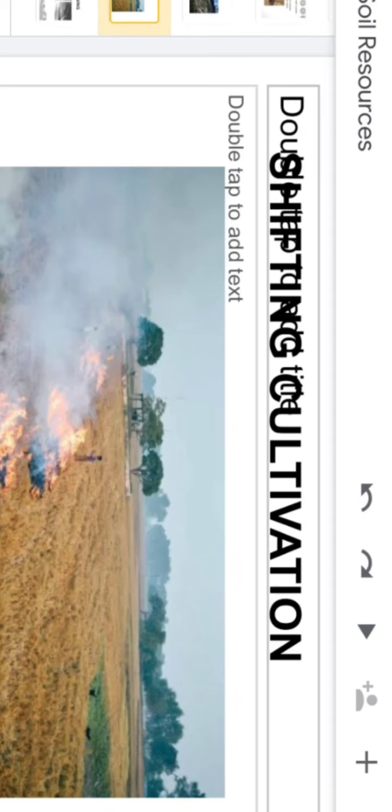Now shifting cultivation. Now shifting cultivation was also called slash and burn cultivation. Now this was mostly done by the tribal people of the northeast India. Now in this shifting cultivation, what was done was that every time the tribals would come to a new pasture, they would cut down the trees and start growing crops.